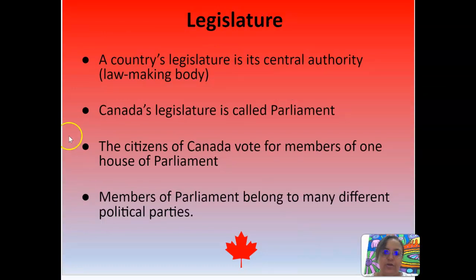Legislature. A country's legislature is the central authority, the lawmaking body. Canada's legislature is called Parliament. The citizens of Canada vote for members of one House of Parliament. Members of Parliament belong to many different political parties.